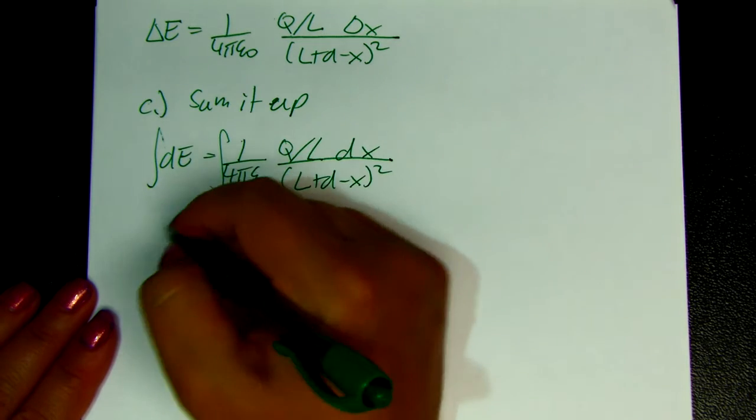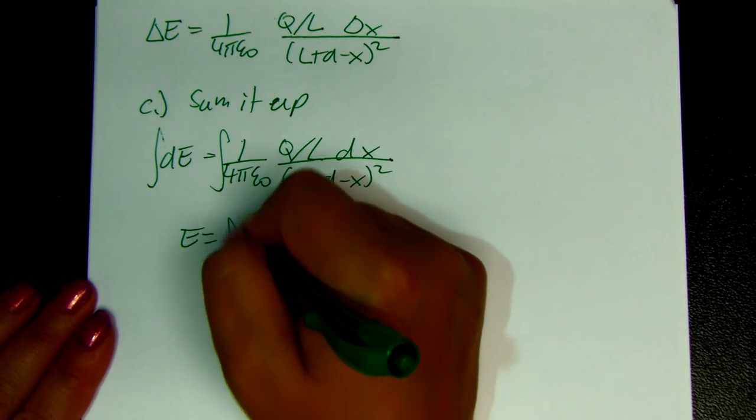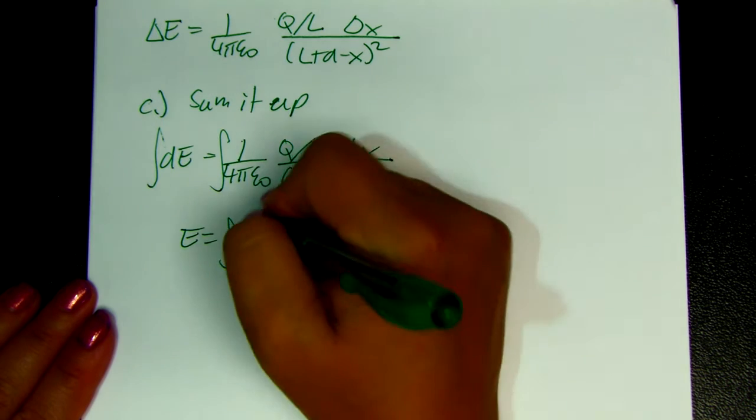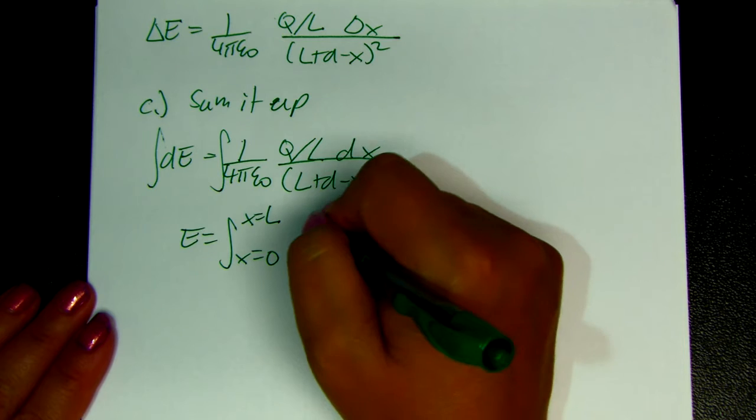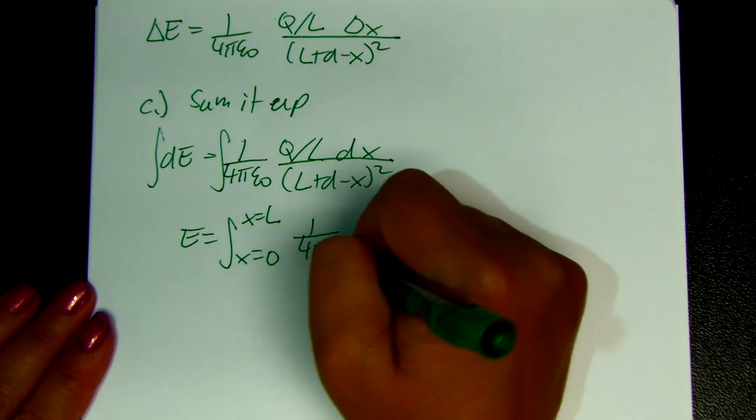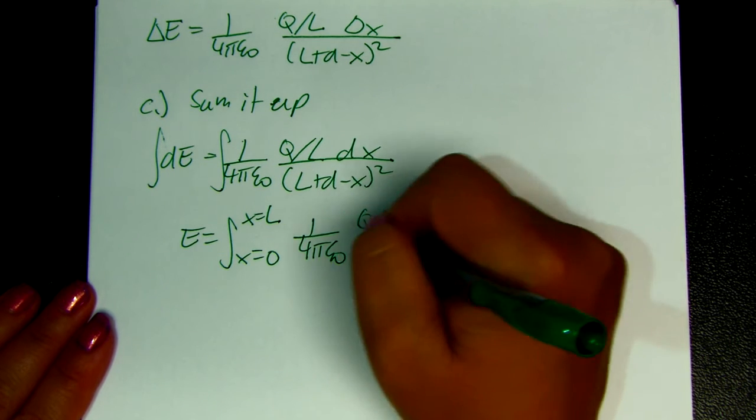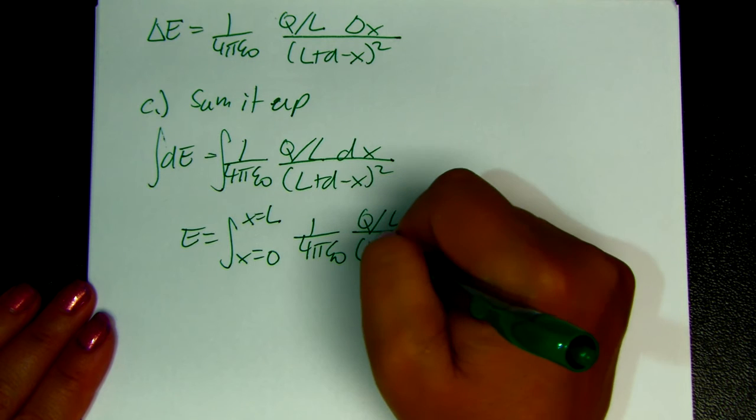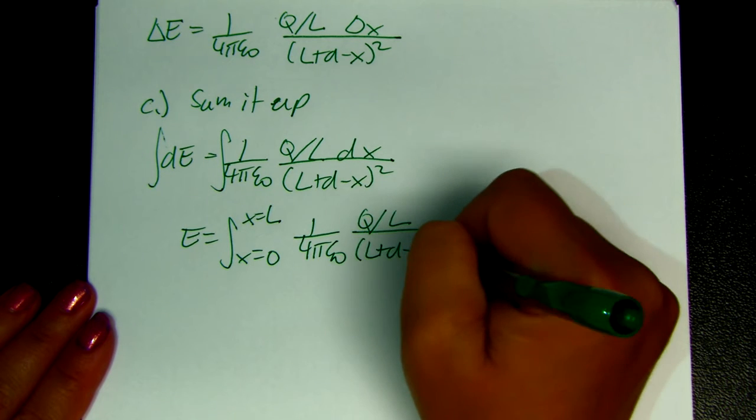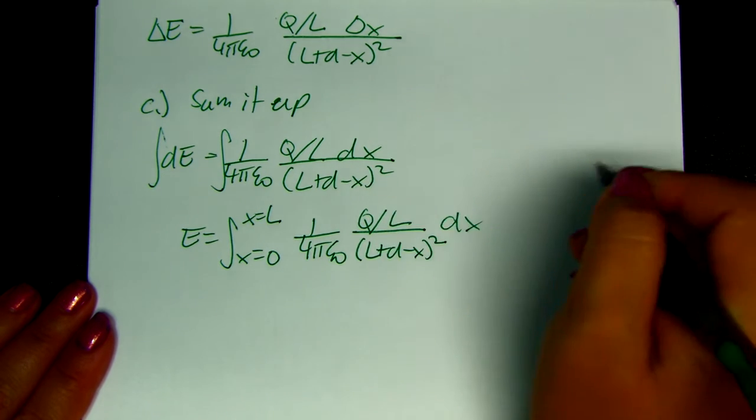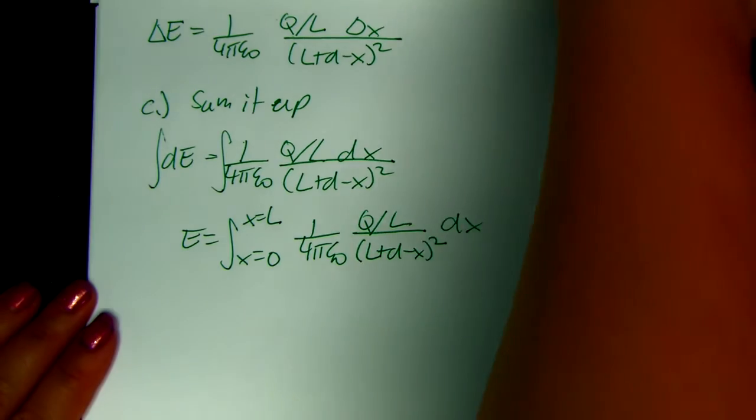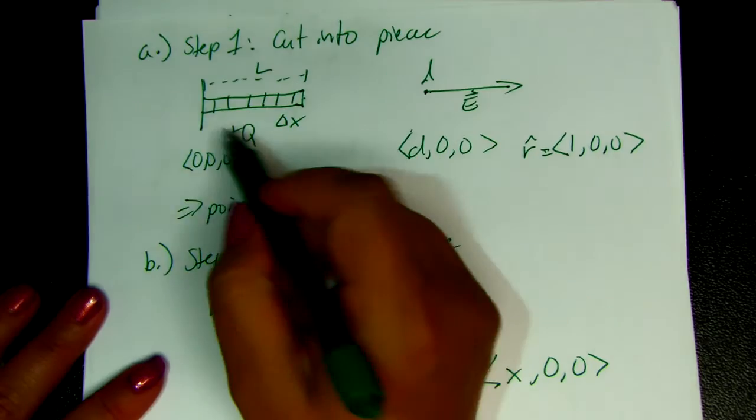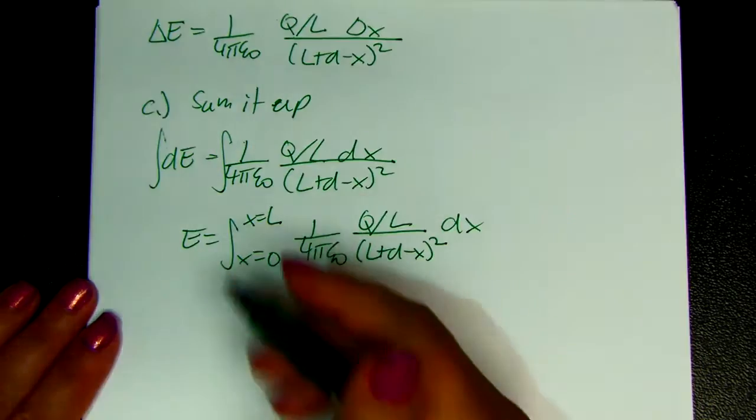Integrate both sides. E is equal to the integral from x equals 0 to x equals L, 1 over 4 pi epsilon naught Q over L over L plus D minus X quantity squared dx. Okay, and of course we got this because we have 0 to L.